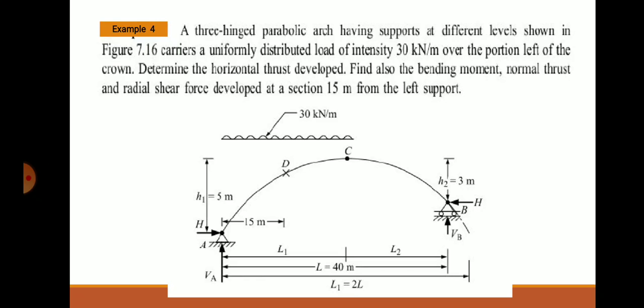So, you can see in the problem, there is a 3-hinged parabolic arch having supports at different levels shown in the figure below, carrying UDL of intensity 30 kilonewton per meter over the left half portion. Determine the horizontal thrust developed, H you have to find out. Find also the bending moment, normal thrust and radial shear force developed at a section 15 meter from the left support. The procedure is exactly similar, only thing the crown point is not fixed and you have to fix it.